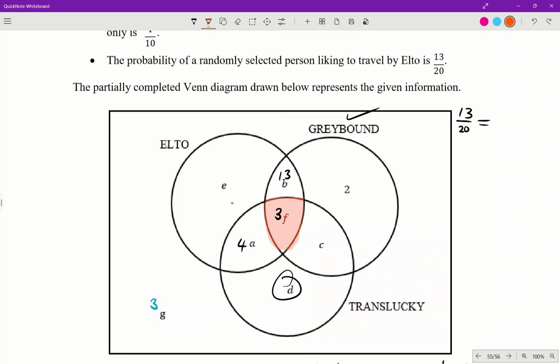What do we know about Alot? In Alot, we have E, we have A as 4, we have B as 13, we have F as 3. So it means our favorable outcome is E plus B plus A plus F divided by 40. Yes, 40 is the total. So E is the one we are looking for. B is 13, plus 13. A is 4. F is 3, so plus 3.